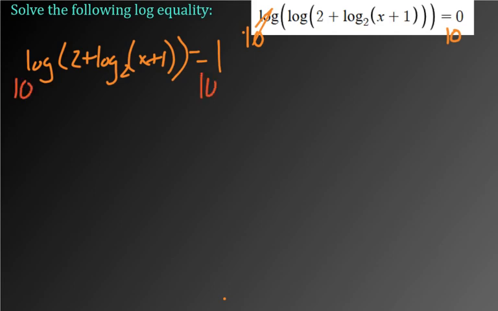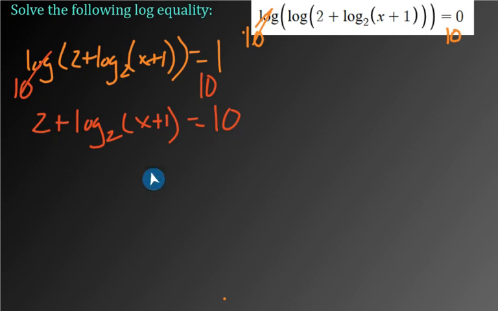And then you just keep going. Cancel this one, right? This is also log base 10 because I don't write the base at all, and that is a base 10 common log. So here again, you're going to cancel now, and then you'll get 2 plus log base 2 of x plus 1 equals, and 10 to the 1 is 10, right? So you're just balancing this equation. You're just doing something on this side. You're doing the same thing on this side.